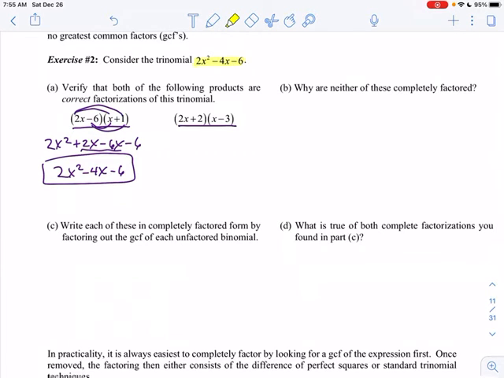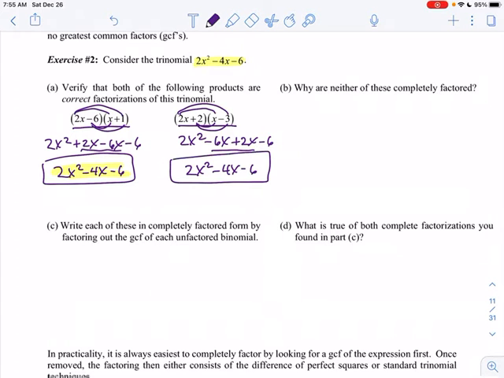Okay, which is what I wanted, because look what I started with. Now let's verify the next one. 2x times x is 2x squared, 2x times negative 3 is negative 6x, 2 times x is 2x, and 2 times negative 3 is negative 6. I combine those two middle terms together, and I get negative 4x. Okay, so again, I'm just verifying that both of those are correct ways of factoring.